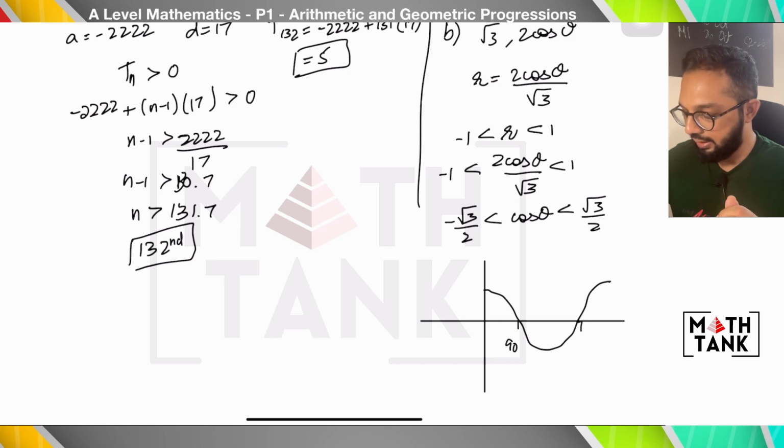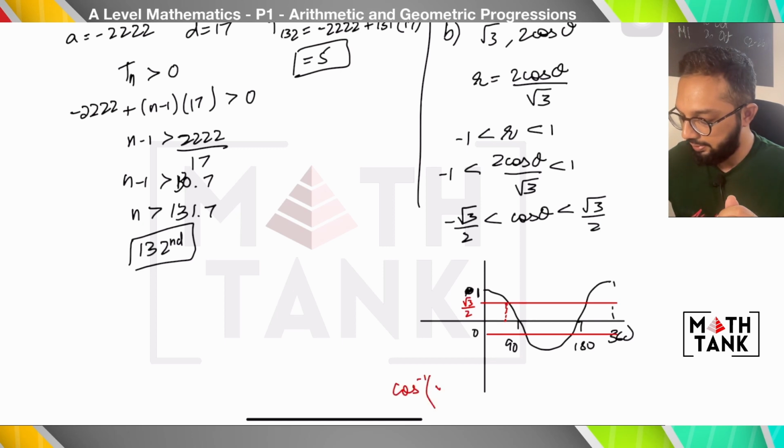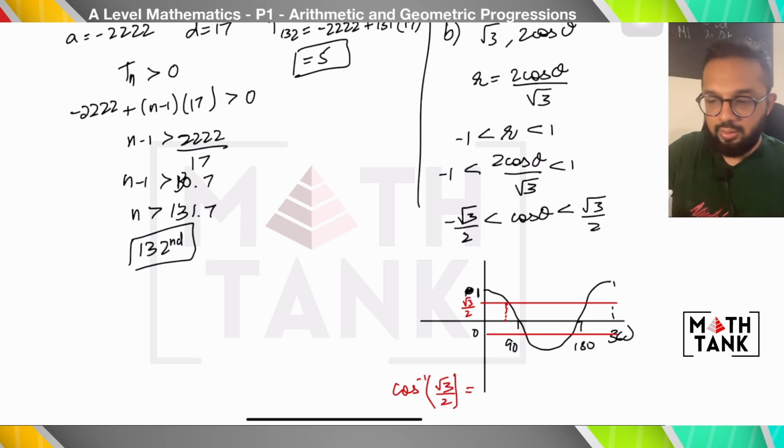That's 90, that's 180, that's 0. Sorry, that's 0, that's 1, and that's 360. Now, for minus root 3 over 2 and root 3 over 2, I will draw these lines and show you this calculation. Okay, so let's say that's root 3 over 2 and that's negative root 3 over 2. So when do I get root 3 over 2? A positive root 3 over 2 is cos inverse of root 3 over 2. That gives me pi over 6.